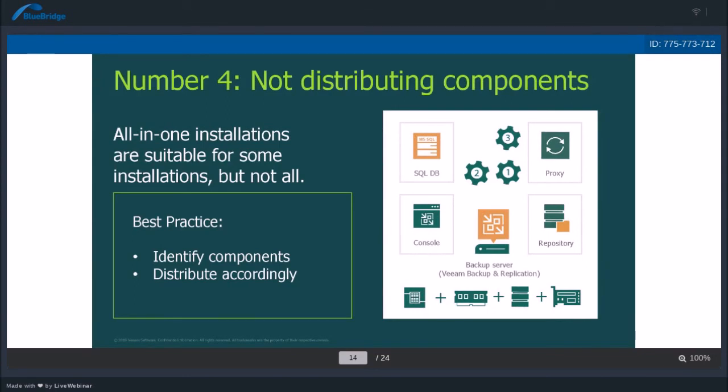Okay, so we are down to the last 4. No distributing of components. And this is something that's quite controversial when it comes to worst practices versus best practices, because not distributing components in a small environment is not a bad practice at all. And it's something I fully understand.